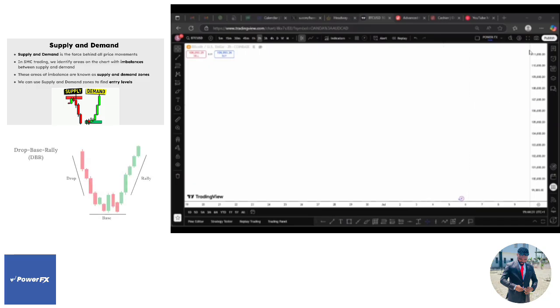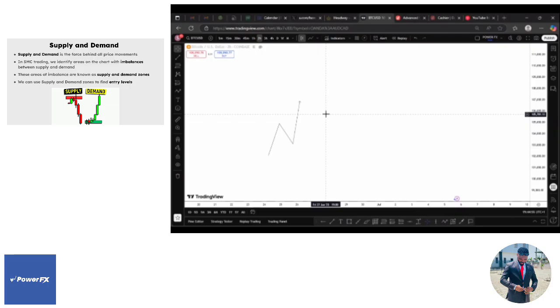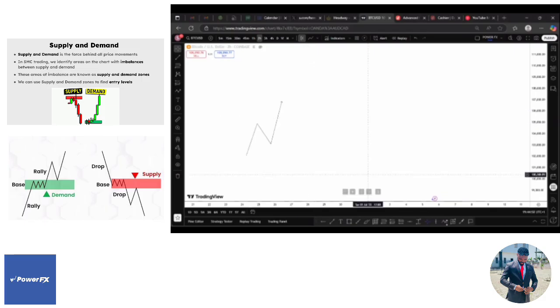I want to show you guys the 4 types of supply and demand. So take this as a lesson. If you don't know it already, in this section you're going to know it. We have 4 major types of supply and demand in the markets. We have the rally-base-rally. We have the drop-base-drop.